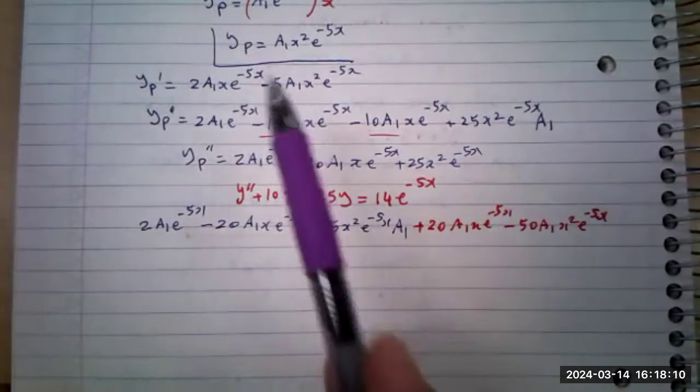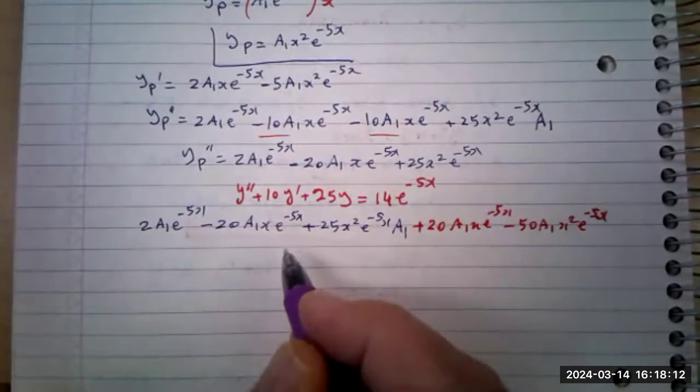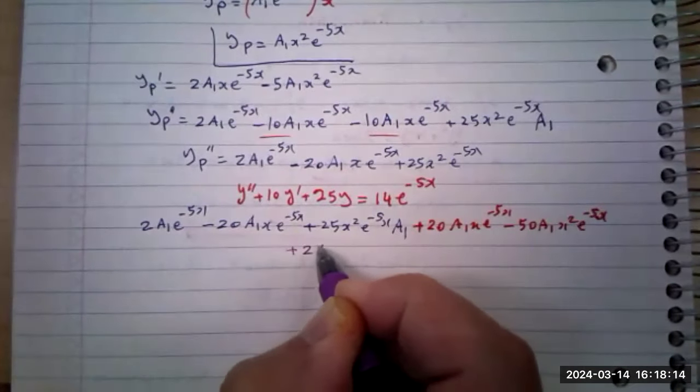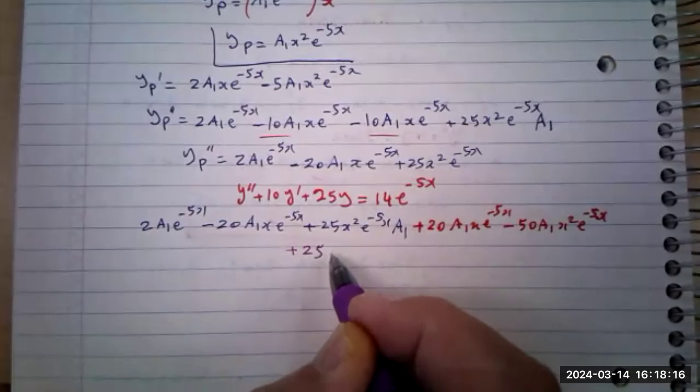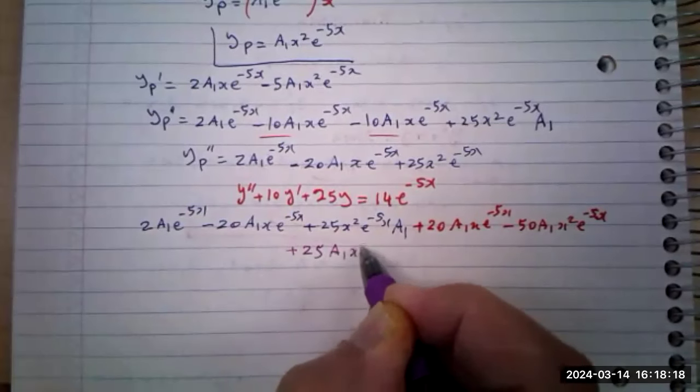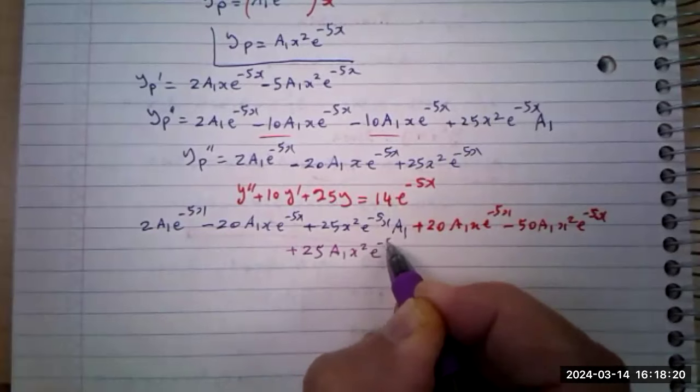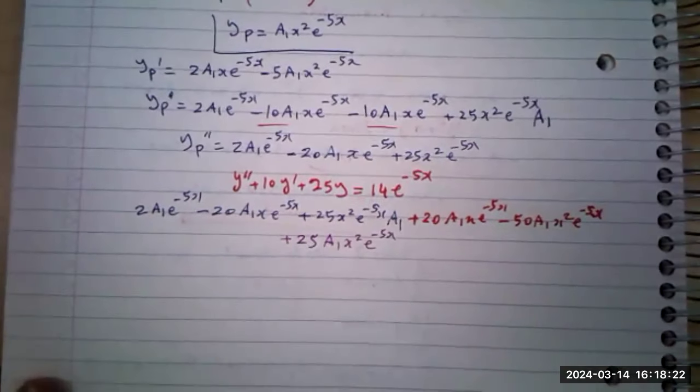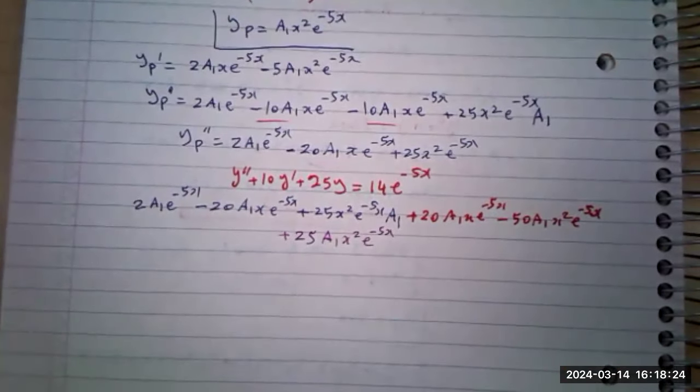Plus 25y, and this is y. So it's going to be plus 25 a1 x squared e to the negative 5x. So all the x times x squared terms should disappear. You should have it. Okay, so we check.